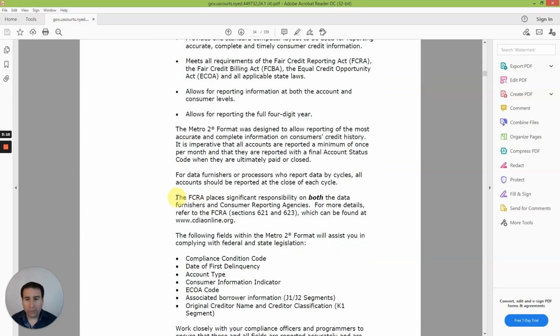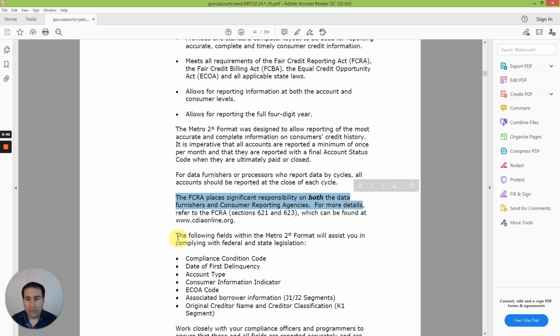Here they go on further to say that the FCRA places significant responsibility on both the data furnishers and the consumer reporting agencies. How often do we get letters back from the credit bureaus and they play ping pong and they're like, oh well, talk to the furnisher, and then we get a letter back from the furnisher and they're like, oh well, we're not the credit bureau? Well, their own industry standard lays out very specifically that the FCRA places significant responsibility on both the furnishers and the CRAs.